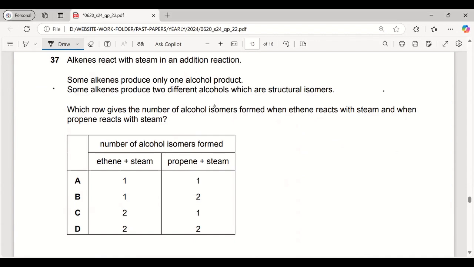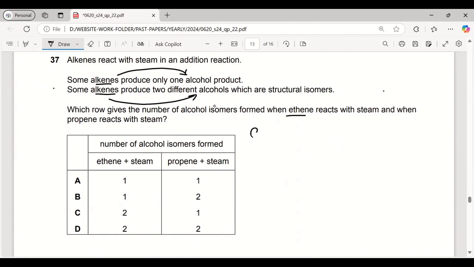Some alkenes produce two different alcohols which are structural isomers. So some alkenes produce only one alcohol. Some alkenes produce the isomers, two different alcohols. Which row gives the number of alcohol isomers formed when ethene reacts with steam and when propene reacts with steam?